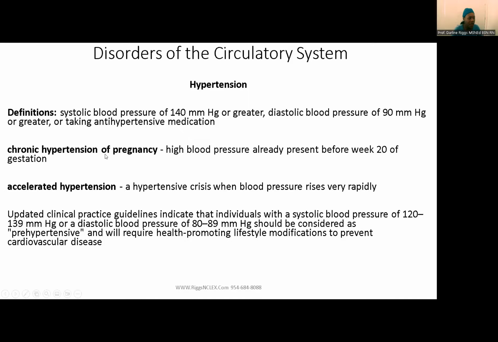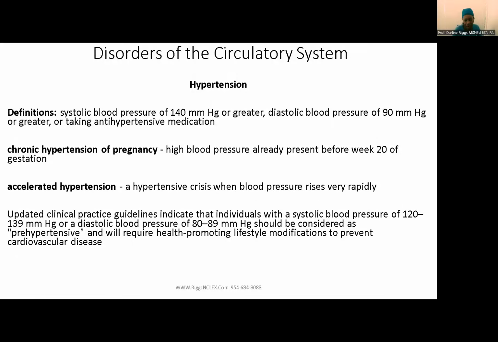And chronic hypertension of pregnancy, we covered in OB, but especially if that high blood pressure is presenting itself before the woman is even at 20 weeks of gestation, very dangerous. We don't want somebody staying in that state. There's another term called accelerated hypertension. That is a crisis. Okay, you saw the chart earlier.